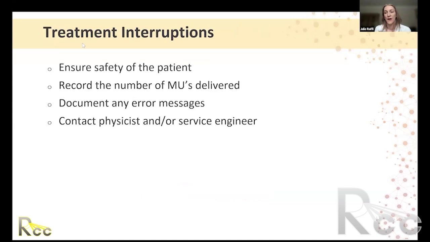So the first priority, if you have any kind of treatment interruption, is to ensure the safety of the patient. That's the first thing you want to do. And then you want to make sure you're recording the number of monitor units that were delivered if it was a partial treatment. You're also going to want to document any error messages. If there's an error code or some sort of warning message on the console, you want to make sure you capture that and document it. And then you may need to contact the physicist or service engineer if it's not something that the therapist is able to resolve.